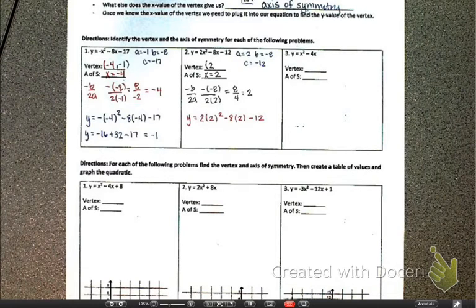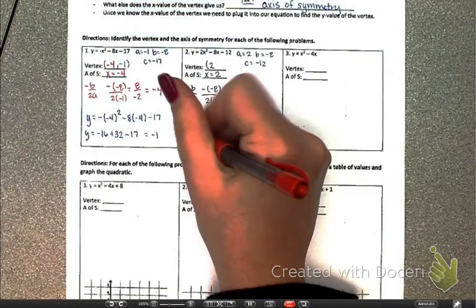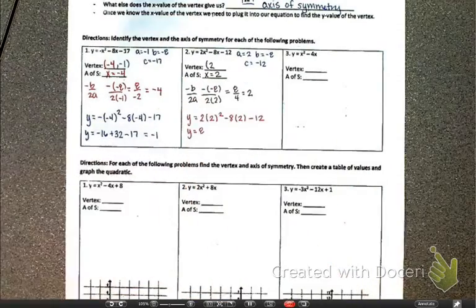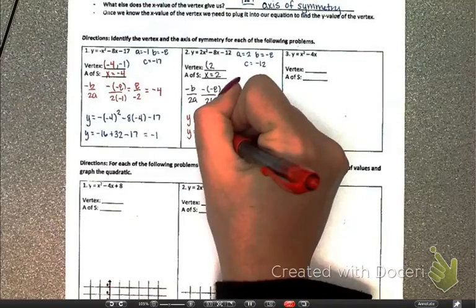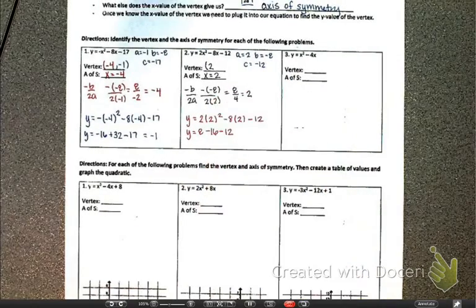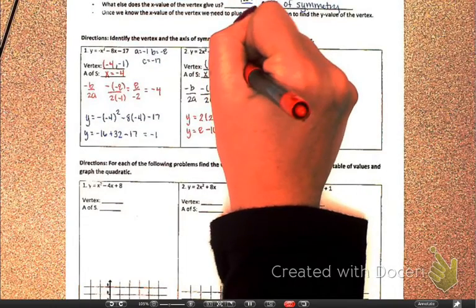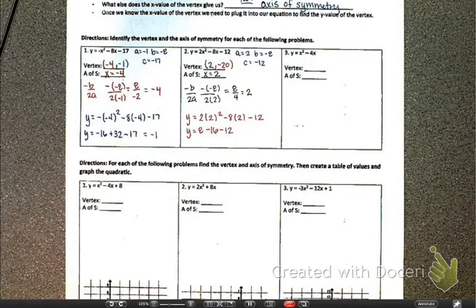Okay, order of operations. 2 squared is 4. 4 times 2 is 8. Negative 8 times 2 is negative 16. And then we have the negative 12 at the end. So 8 minus 16 gives me negative 8. Negative 8 minus 12 is negative 20. So 2, negative 20 should be your vertex.